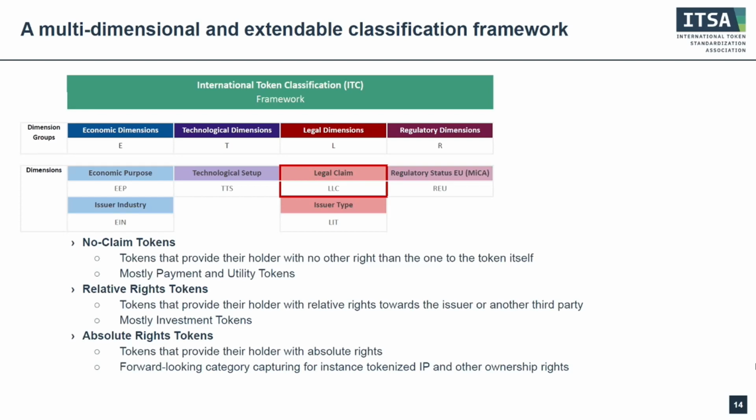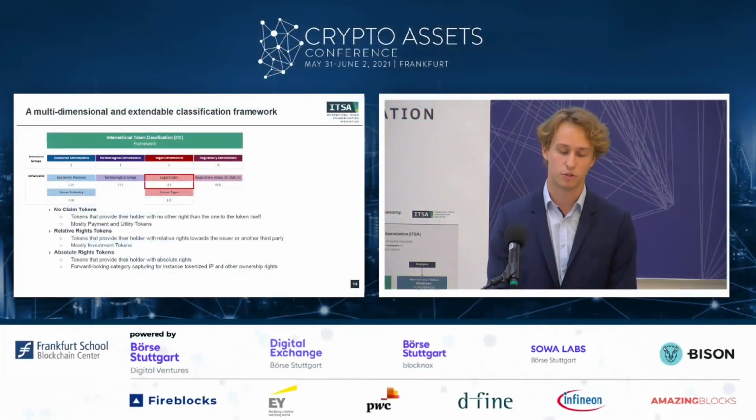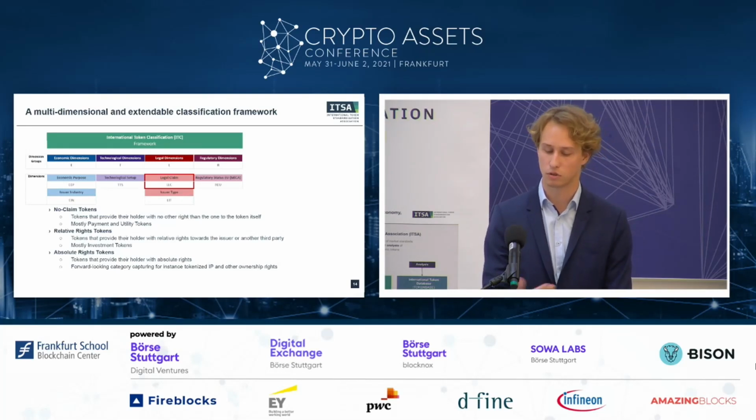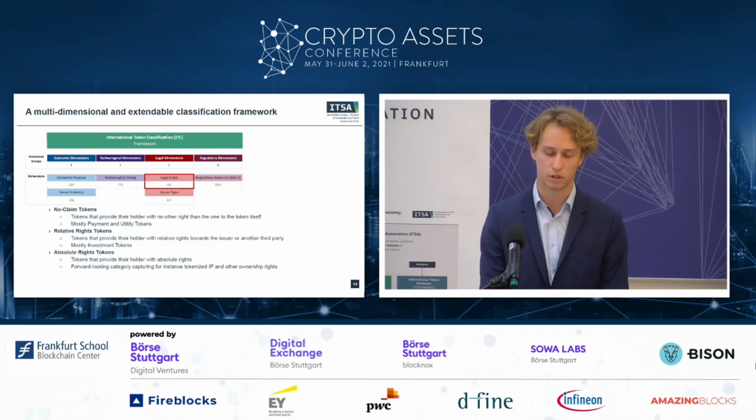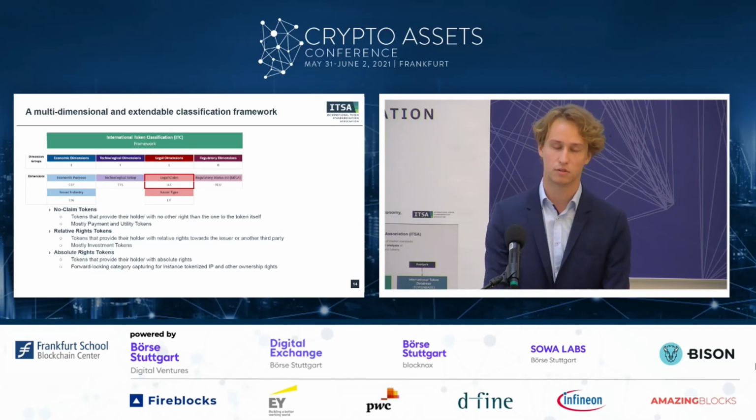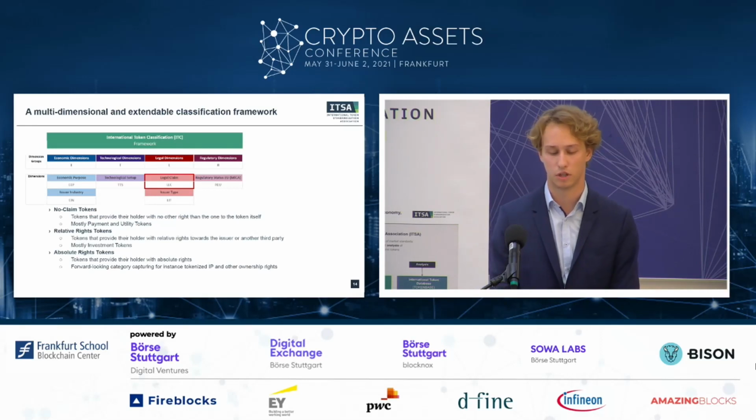Then we move on to the legal dimensions. For the legal claim, we have no-claim tokens, relative rights tokens, and absolute rights tokens. This dimension was worked on in cooperation with a bunch of our law firm partners. The general idea is that no-claim tokens provide their holder with no right or claim other than the right to the token itself, whereas relative rights tokens provide their holder with a certain right towards either the issuer or other third parties involved.